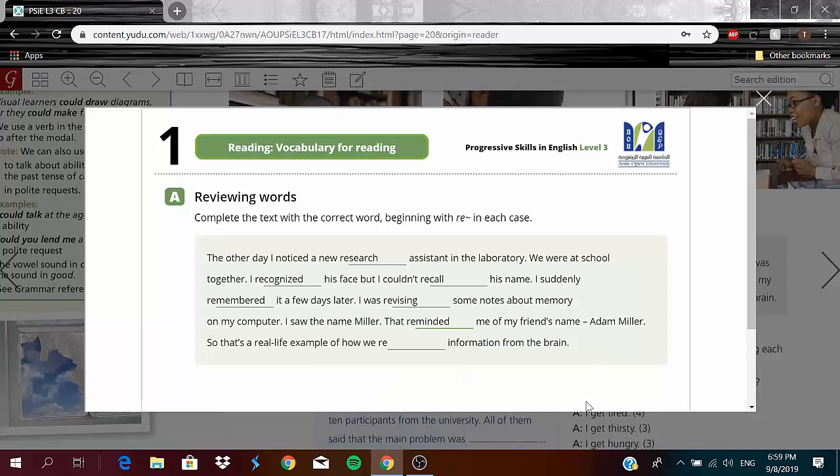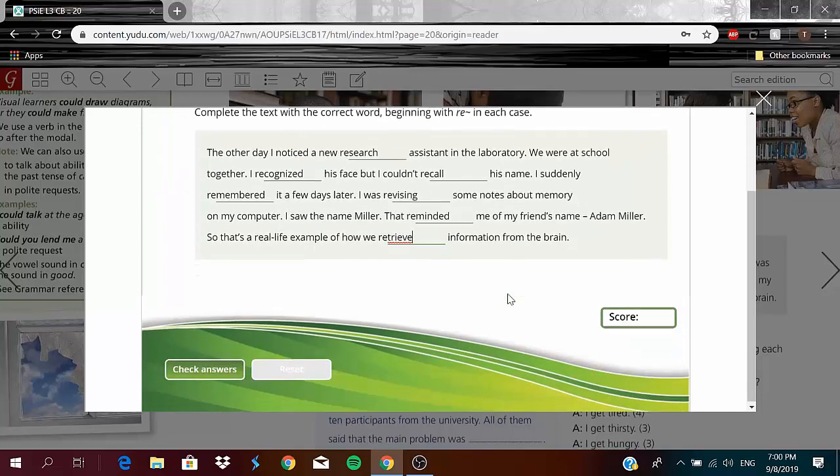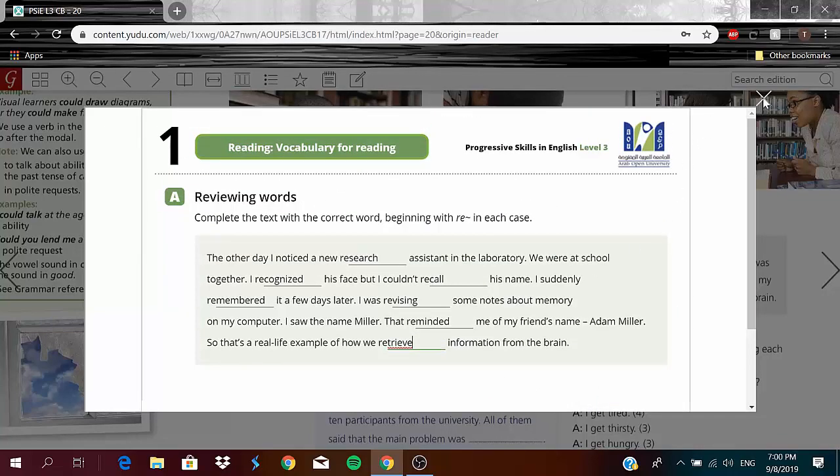So that's a real life example of how we, what do you guys think? Retain information from the brain or no? Retrieve, right? Get information from them. It's basically a fancy word for get, right? So retrieve information from the brain. Okay? So now let's go to exercise B.